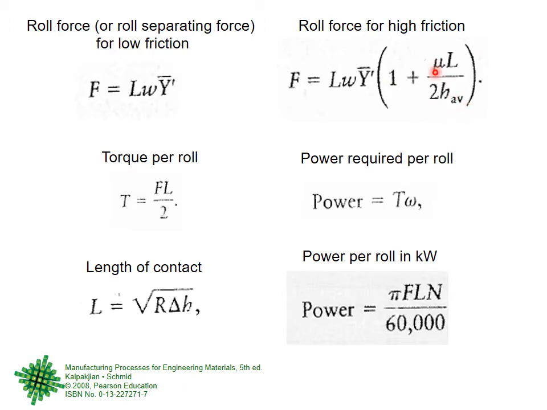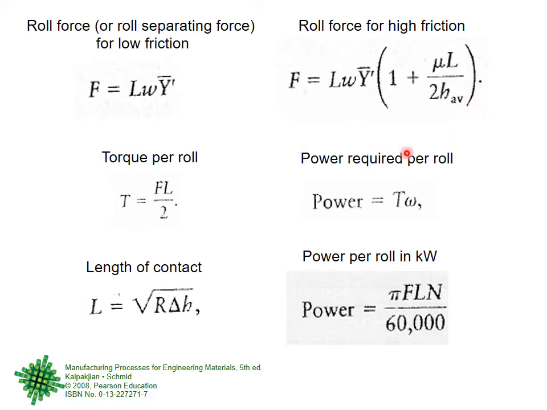Mu is the coefficient of friction, L is still the length of contact, and this is H average now, not delta H. If it was H naught in the beginning and HF in the end, then this is H naught plus HF by 2, the average.